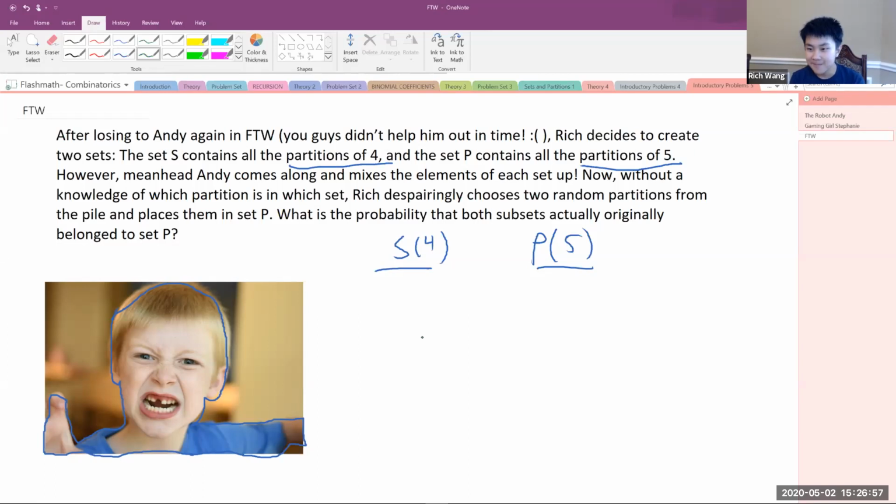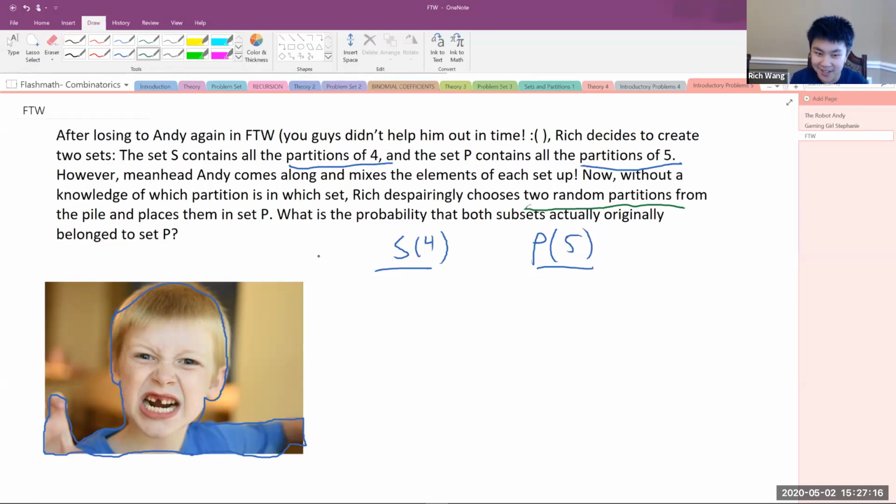However, Meanhead Andy, or Robot Andy, decides to come along and mix the elements of each set up. So for example, we now no longer know which partition belongs to which set. If we choose 2 random partitions from the pile and place them in set P, what is the probability that both of them did, in fact, originally belong to set P?